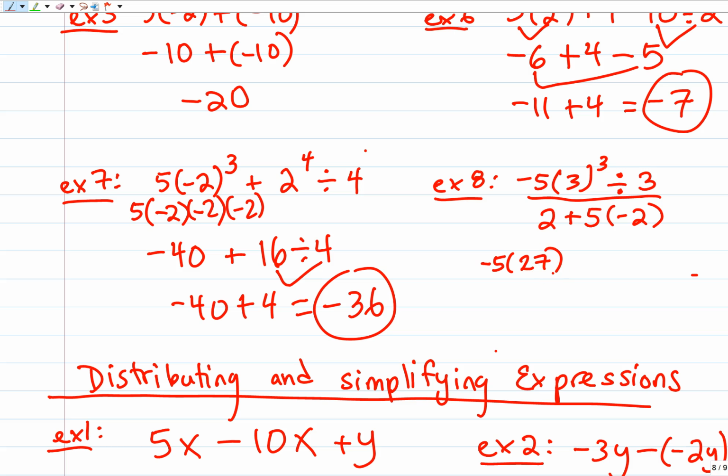So it's basically negative 5 times 27, or you said negative 135? Yeah. Okay. What we do is we deal with the top and the bottom separate. We've done this before. So now on the bottom, what would I do?